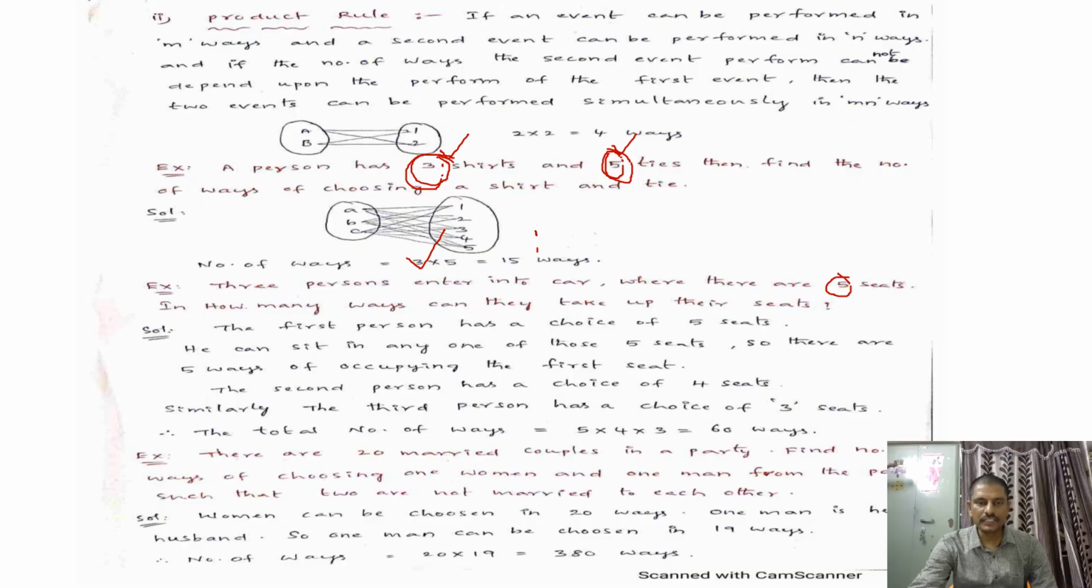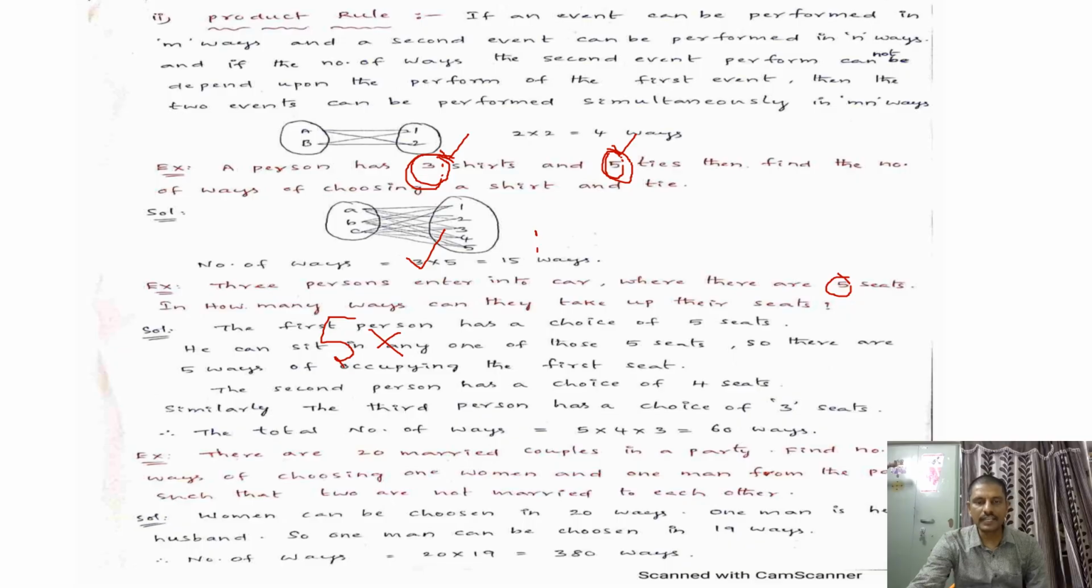If the first person enters the car, how many seats are there? 5 seats. That means he can occupy one of the 5 seats in 5 ways. He can choose any one of the 5 seats in 5 ways. Now, if he chooses any one of the 5 seats, how many seats are left over? Yes, exactly 4 seats are left over.